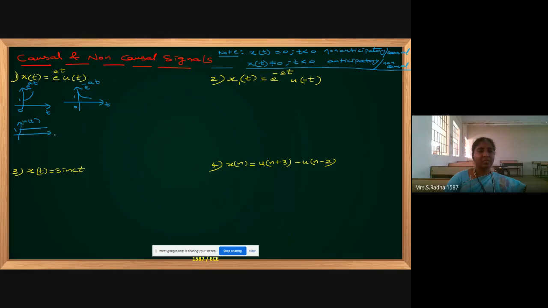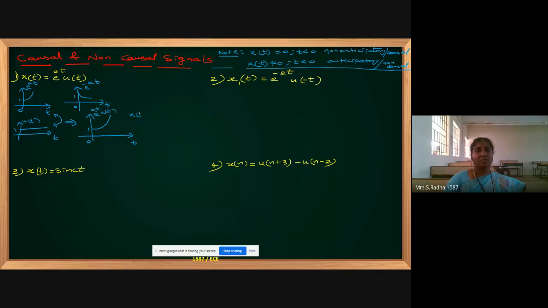When you multiply these two signals, the resultant will come. 1 into anything, the same anything will come. Whatever signal you are multiplying with 1, it doesn't have any effect on the signal. So this is the diagram for e power at u of t. Now you can check the signal is completely on the positive x-axis.